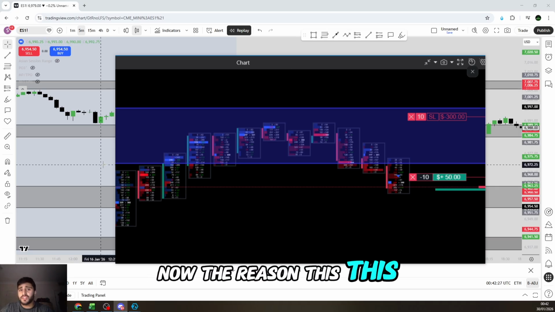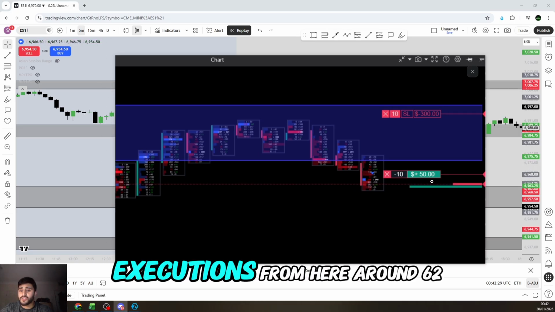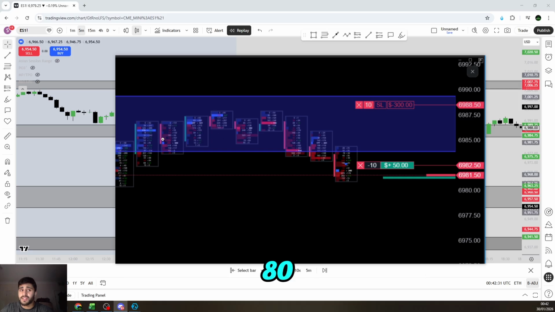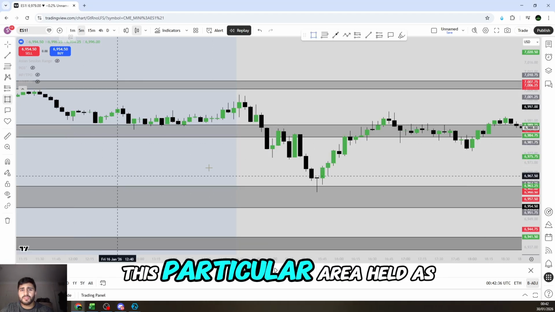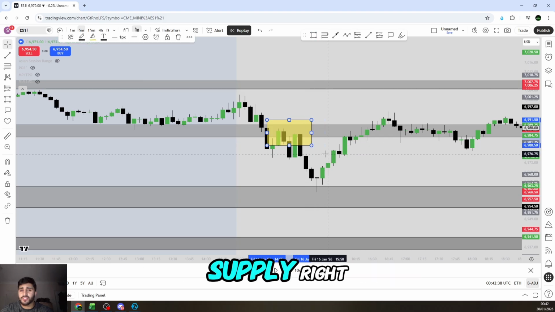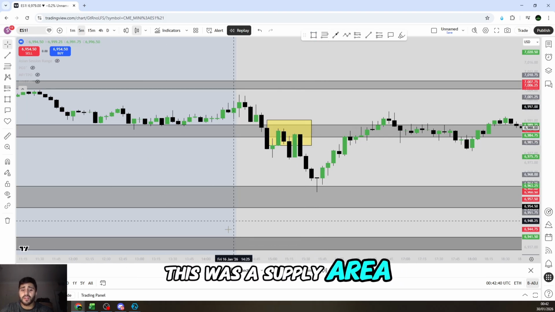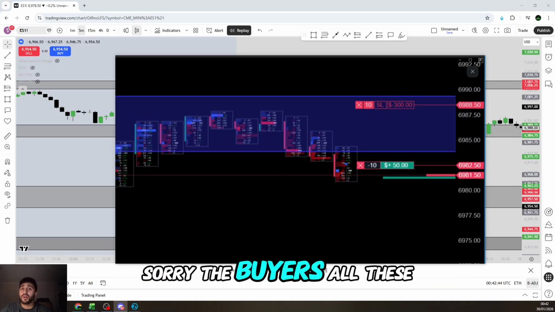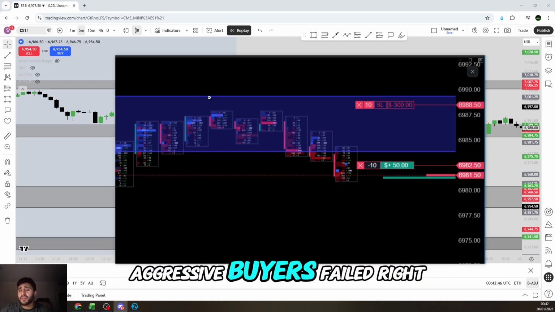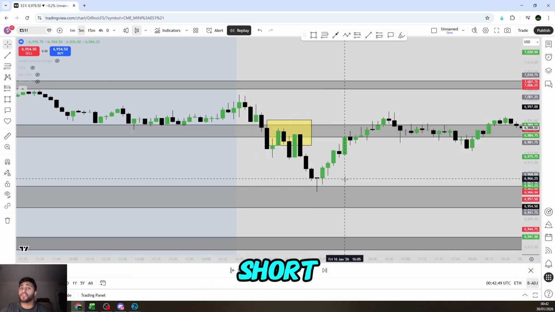Now, the reason this holds as a key level, and I did take my executions from here around 69.82 for that day, what this confirms is that this particular area held as supply, right? This was a supply area because the aggressive buyers failed, right? All these aggressive buyers failed, right? And that's what created the short.